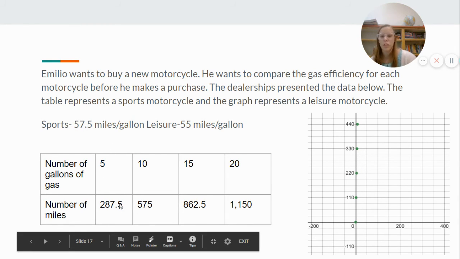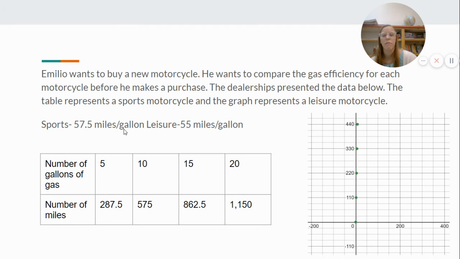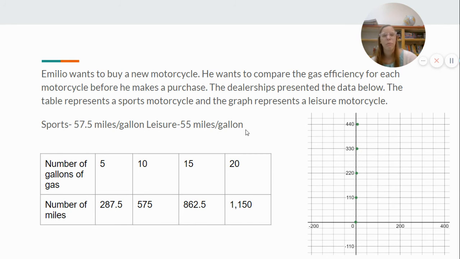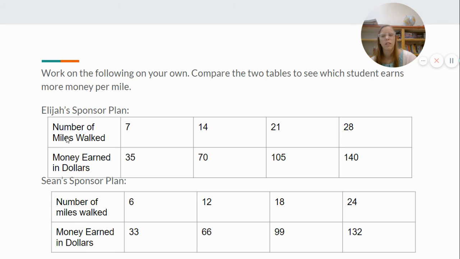So for the sports, which is the table, we take 287.5 divided by 5, and we got 57.5 miles per gallon. And then here it's hard to tell, but 110 is 2 gallons. We take 110 divided by 2, and we get 55. So which one is more gas efficient? That's the sports motorcycle. Okay? So this one, work on your own.